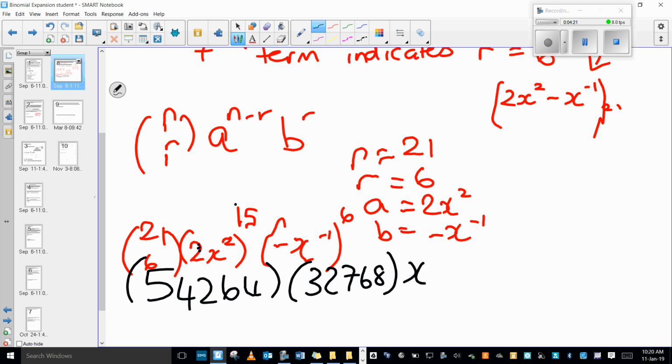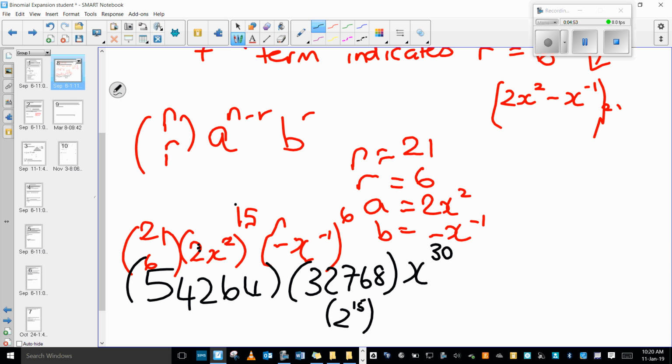Where did we get that number from? This second number is 2 to the power 15. Why did we raise it to the power? Because it's in brackets. We raised it to the power 15, then we had x squared, which is also to the power 15, and when you do that, you multiply these powers.